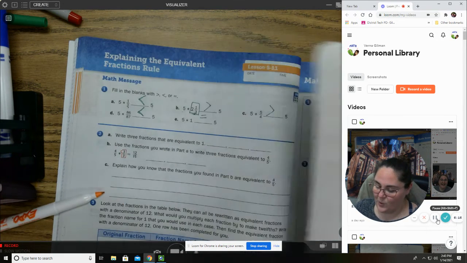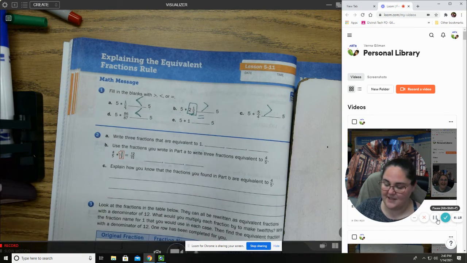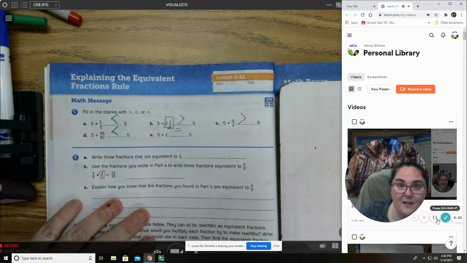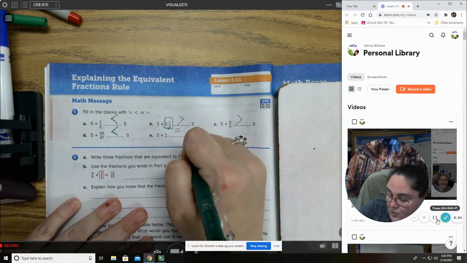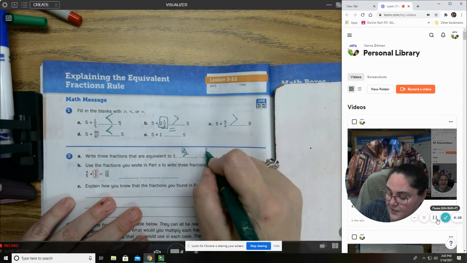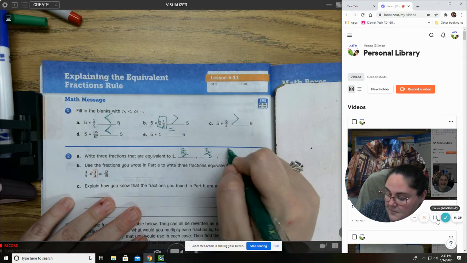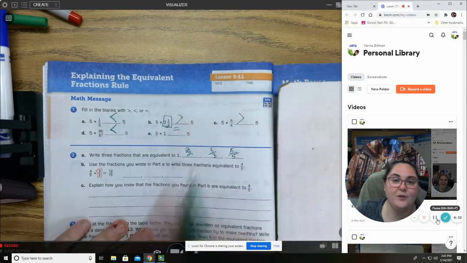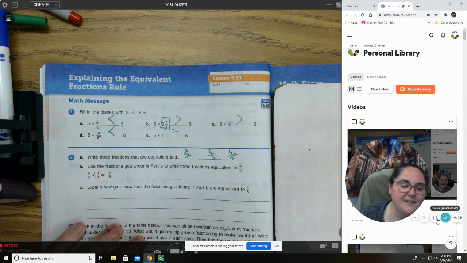All right, so now we are going to write 3 fractions that are equivalent to 1. So I'm going to keep it kind of easy. I use the smallest ones possible: 2 over 2, 3 over 3, maybe 5 over 5. You can use 10 over 10. I try to keep it kind of simple.